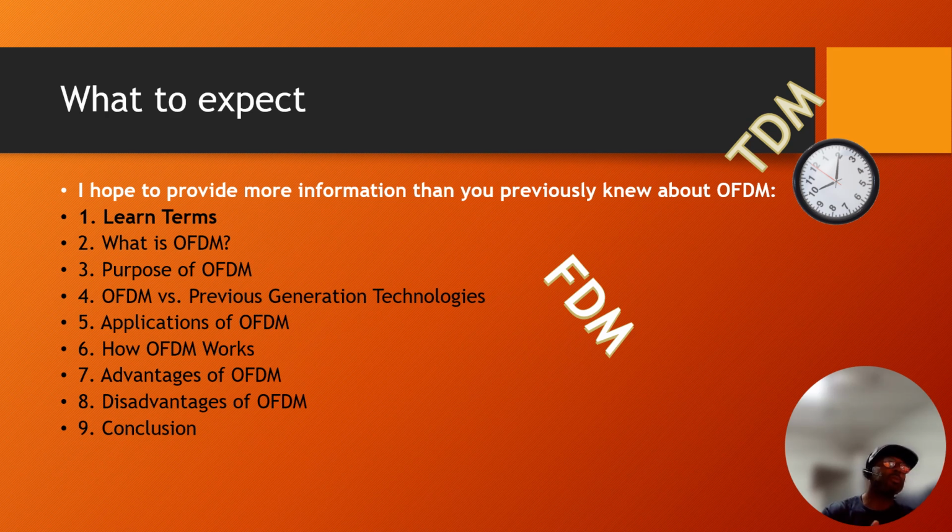Before OFDM, several technologies were used in wireless and communication systems, including single carrier modulation that transmitted data on a single carrier frequency, frequency division multiplexing, or FDM, which allowed multiple signals to be transmitted simultaneously by assigning different frequencies, but without the orthogonal properties of OFDM. Time division multiplexing, or TDM, where time slots were used for different signals, but it wasn't as efficient in multipath environments as OFDM.